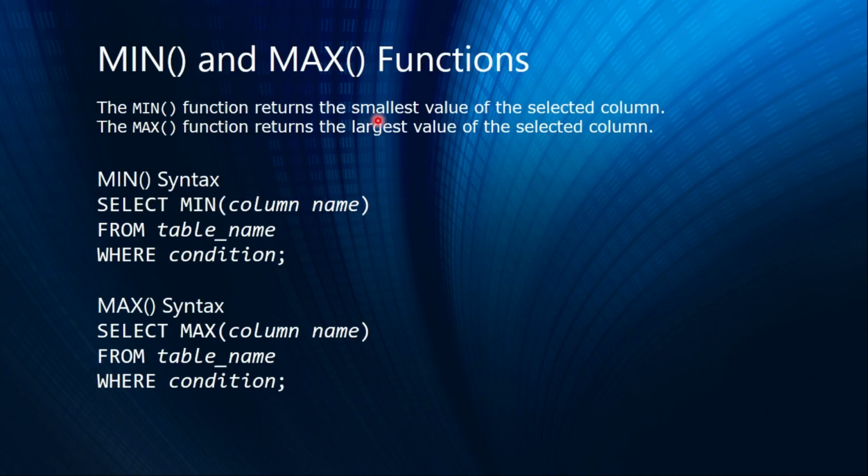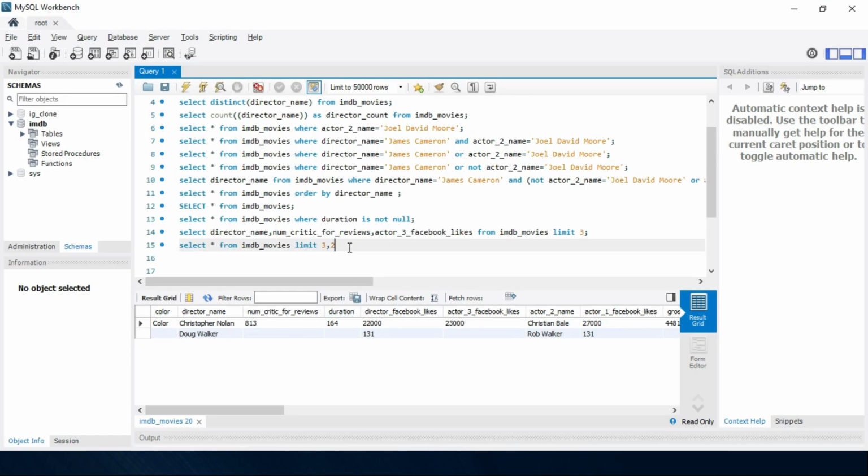So the min function returns the smallest value of the selected column, and the max function returns the largest value of the selected column. So the syntax goes like this: select min of column name, whatever column you want, from table, and if there is a condition you want to apply to a particular column, then you can use where condition. Okay, and max also goes in a similar way, but you just need to replace min with max. So let's look into that. So let's run this first.